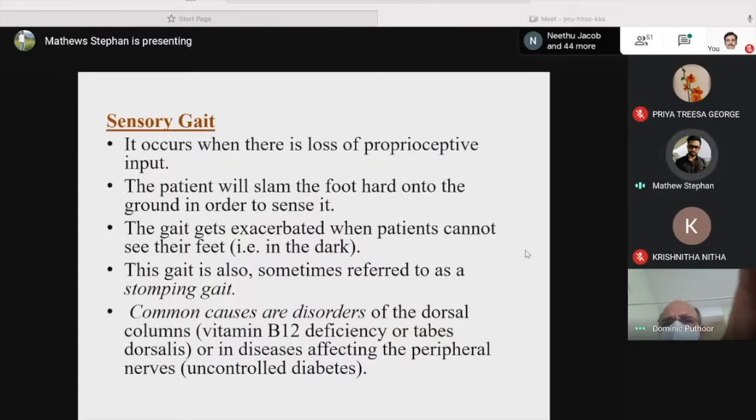Next, coming to sensory gait. It occurs when there is loss of proprioceptive input. The patient will slam the foot hard onto the ground in order to sense it. The gait gets exacerbated when patients cannot see their feet, that is, in the dark. This gait is also sometimes referred to as stomping gait, and the common causes are disorders of the dorsal column, such as vitamin B12 deficiency or tabes dorsalis, or diseases affecting the peripheral nerves, including uncontrolled diabetes and so on. The loss of proprioception will be there.